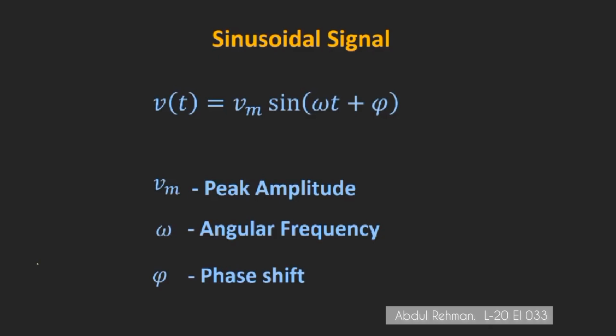Any sinusoidal signal in general form can be expressed as Vm sin(omega t plus phi), where Vm is the peak amplitude of the sinusoidal signal, omega represents the angular frequency, and phi represents the initial phase of the signal. Now let's represent this sinusoidal signal using a phasor.